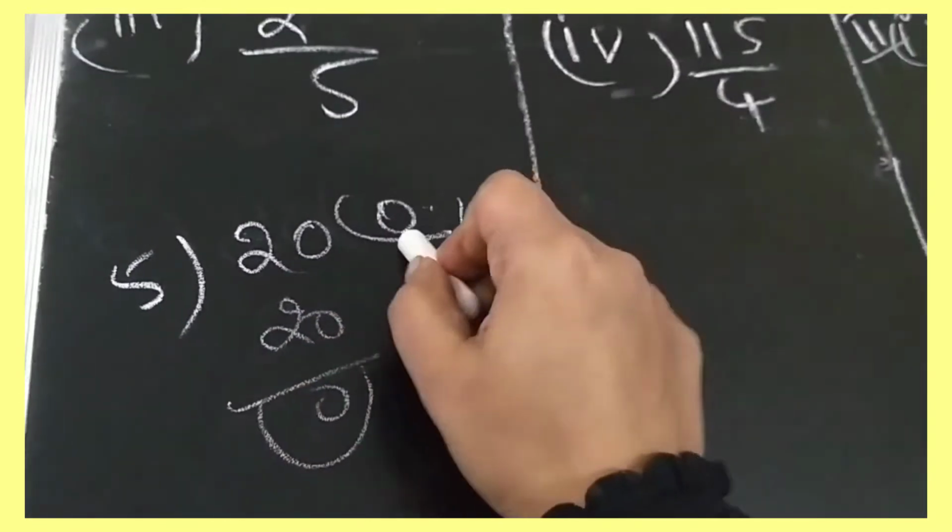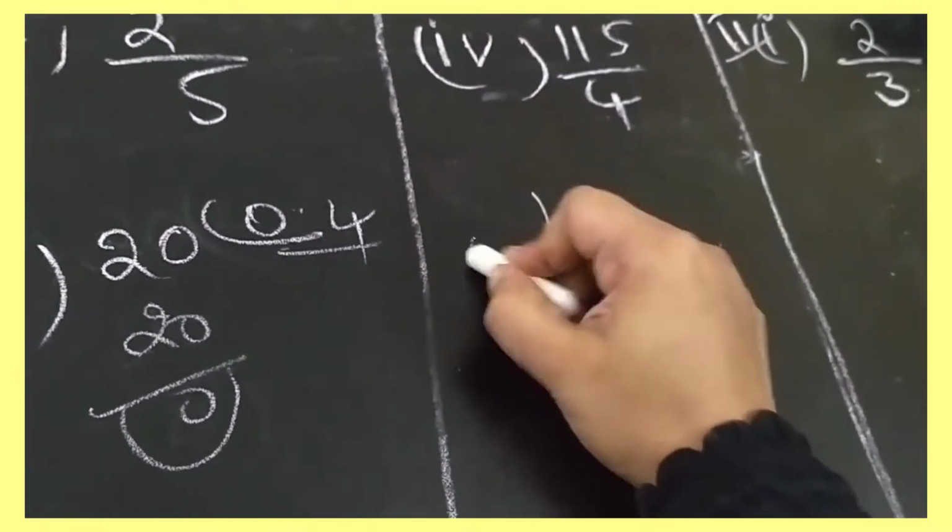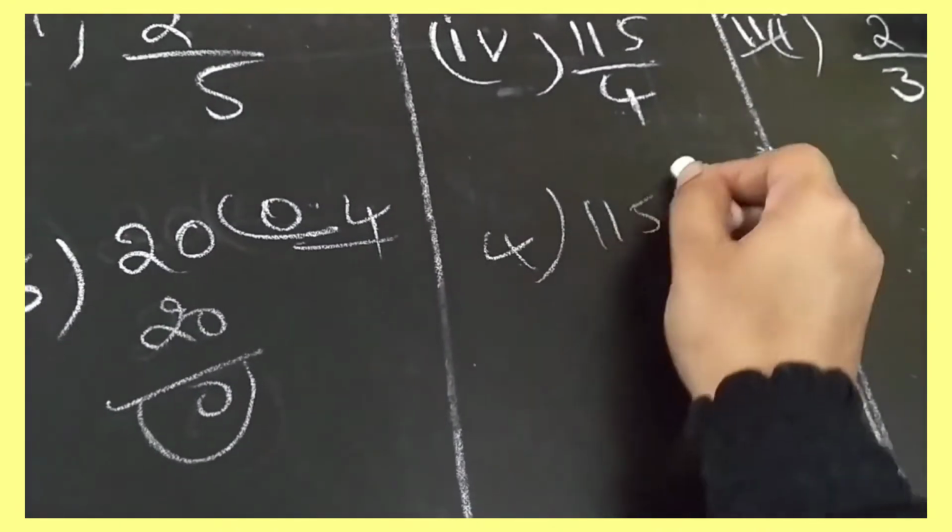It is very simple. So the next one is 4. Again 115 divided by this 4.